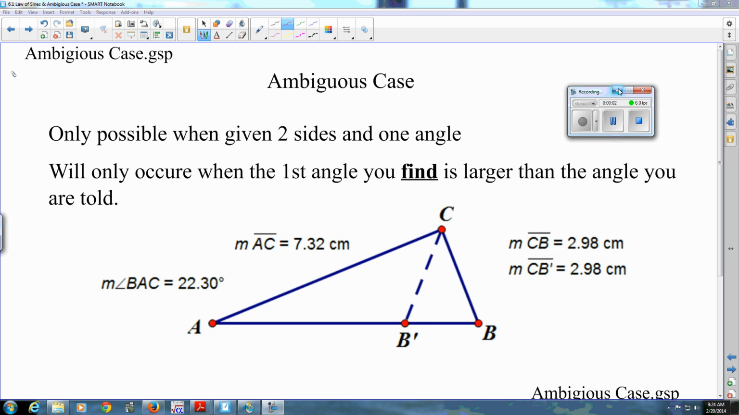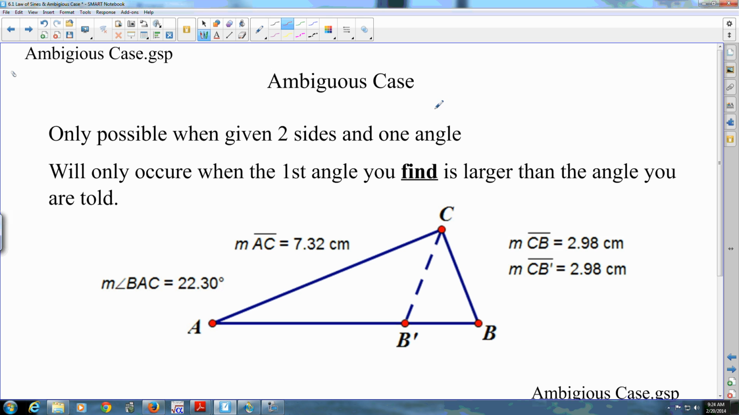Okay, you guys, I was making lots of errors in my judgment, and so here we go. I'm going to try this again. All right, the ambiguous case. It only works with law of sines. It only happens when you have a law of sines.